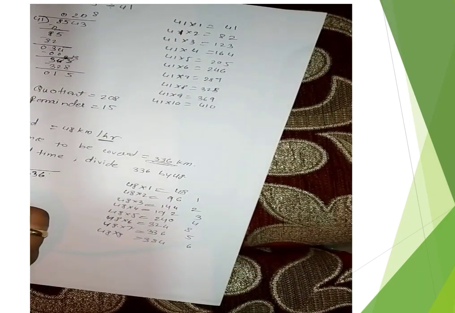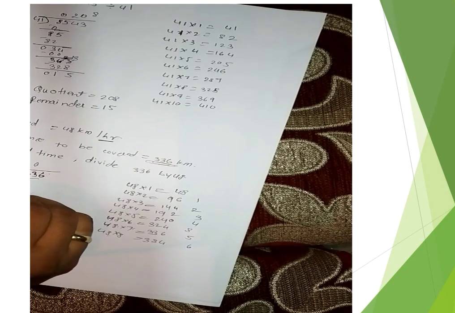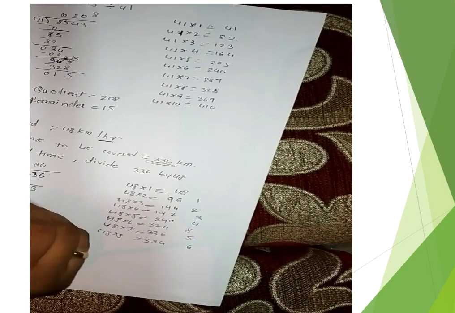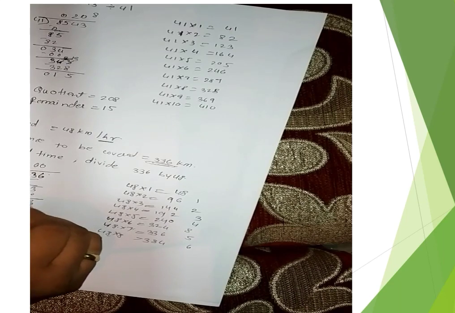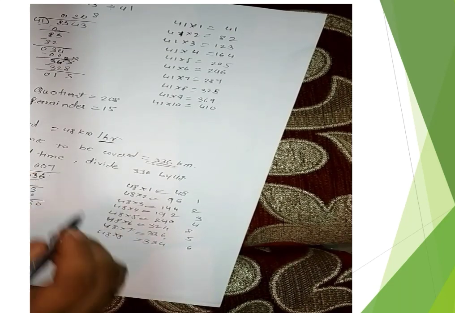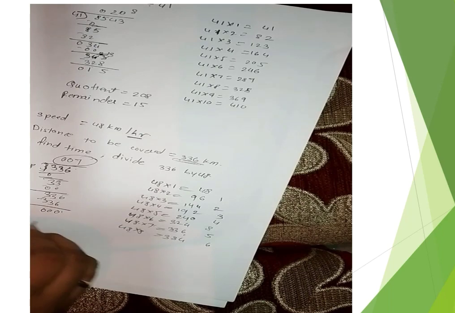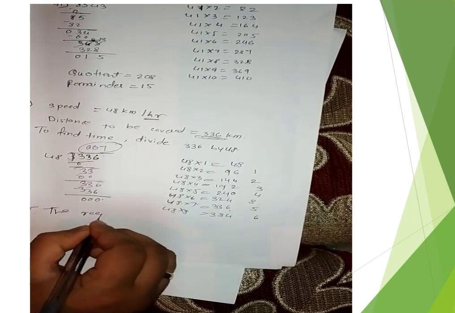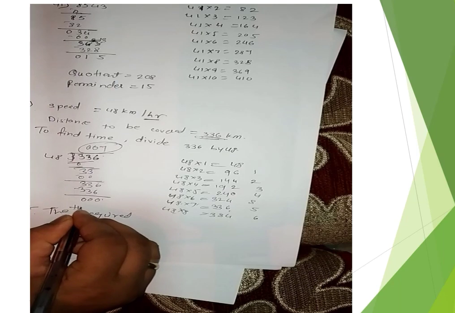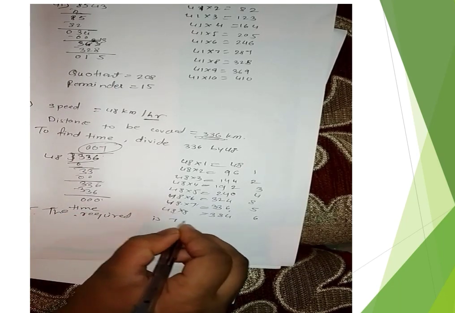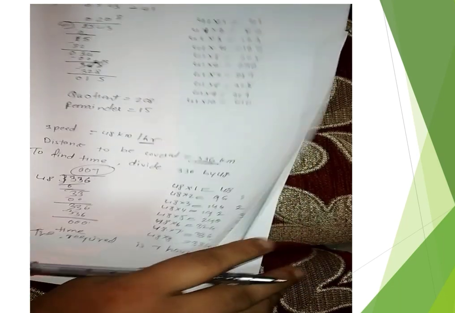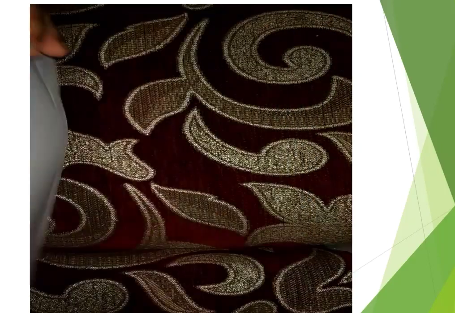Now we will solve this. 48 into 0 is 0. 3 comes down. 48 into 0 is 0. 336. 48 7s are 336. So here the time required is 7 hours. Therefore the time required is 7 hours. Understood? Now next.